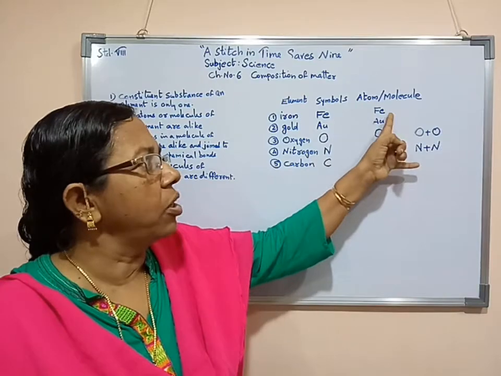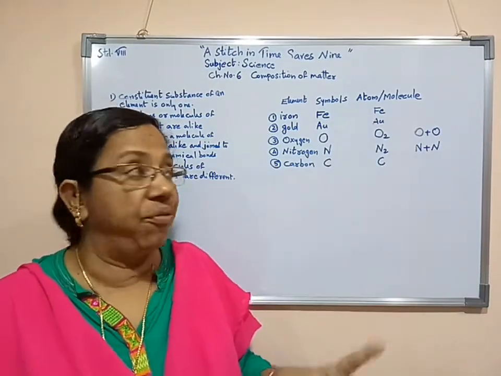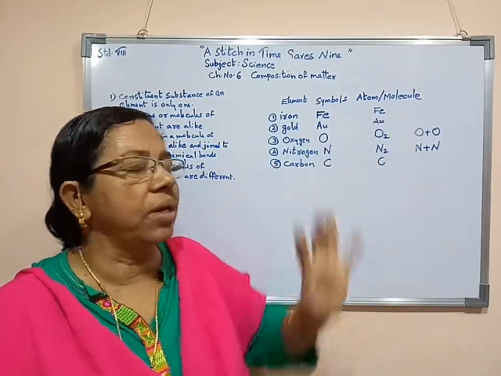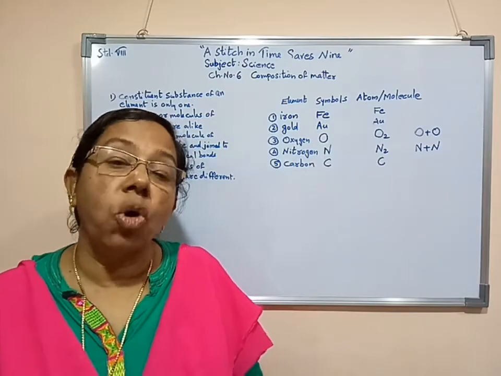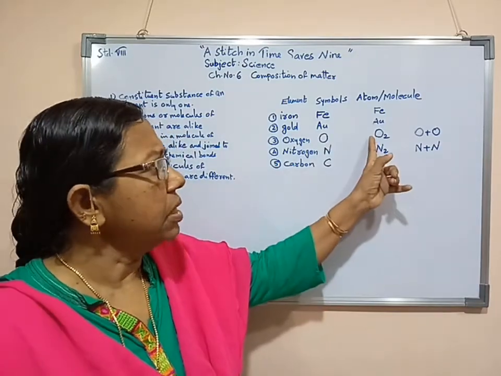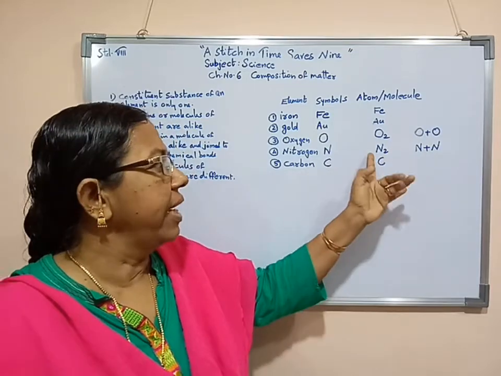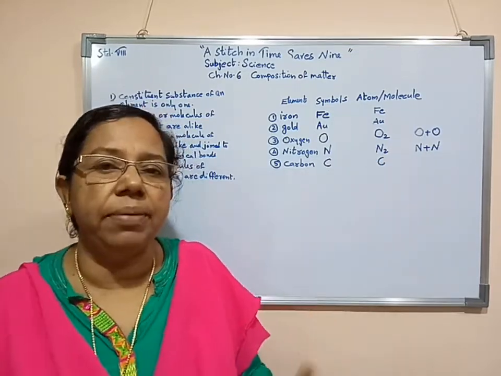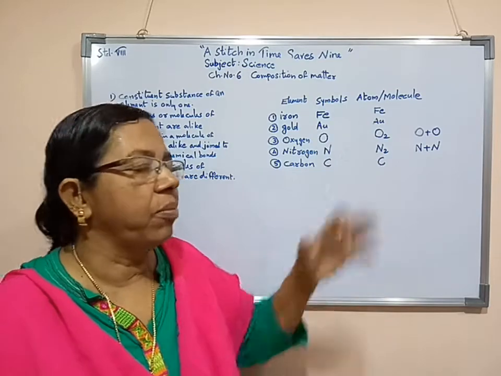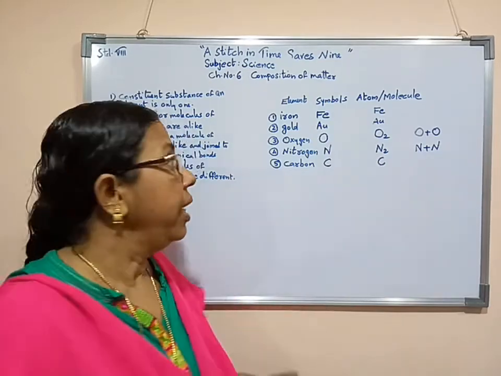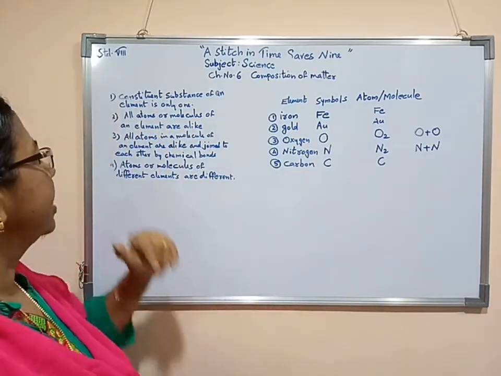The atomic or molecular condition of iron is Fe. The atomic or molecular condition of gold is Au. Oxygen and nitrogen are not available in atomic condition; they are both available in the form of molecules. Now we will study the third characteristic.